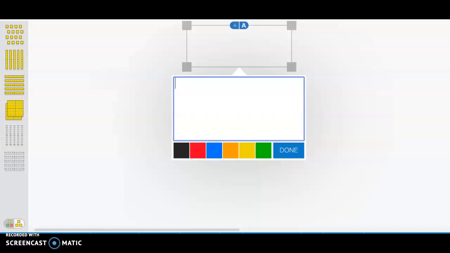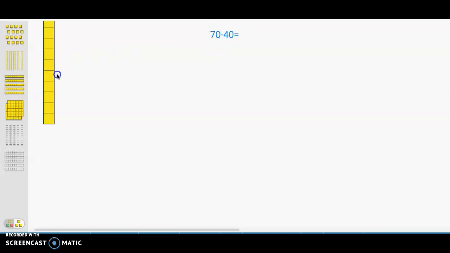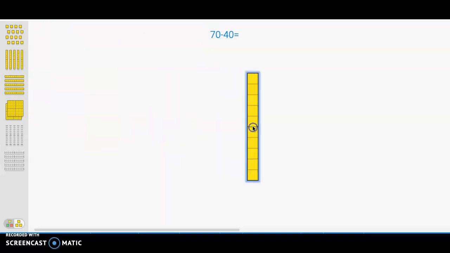So let's start over, and let's get a little larger number. Let's start with 70 subtract 40 equals. Okay, so 70 subtract 40. Again, I notice this symbol is a subtraction symbol, which means I'm going to take away from the total. The total is a larger number, and 70 has 7 tens, so let's count with me.